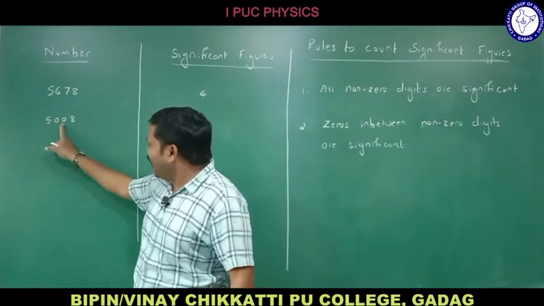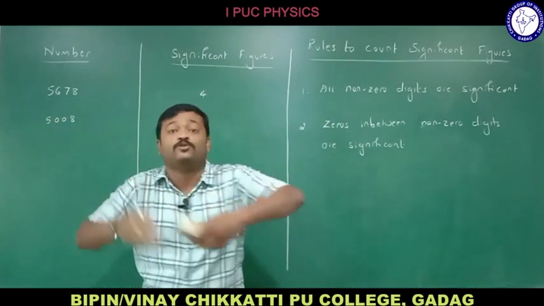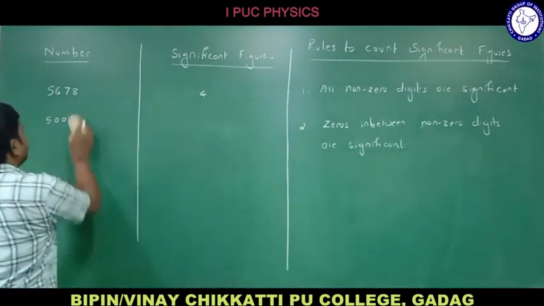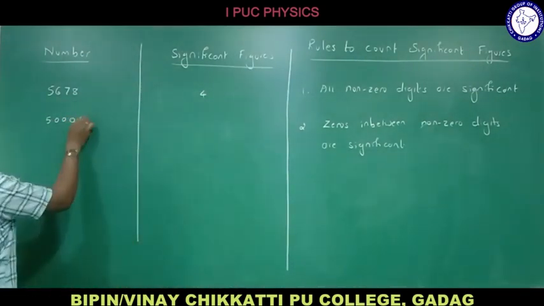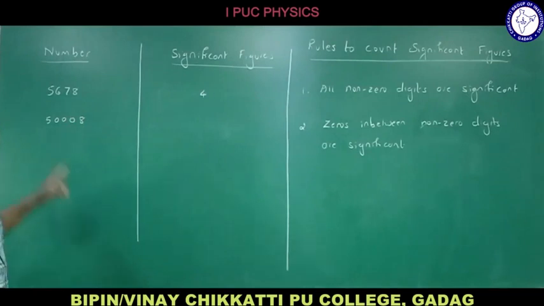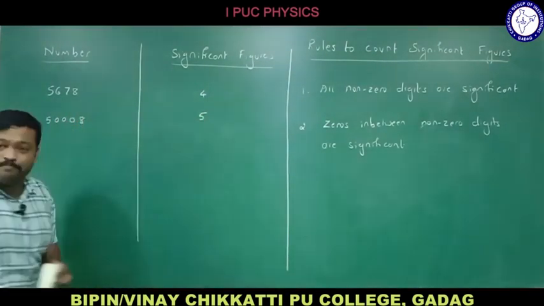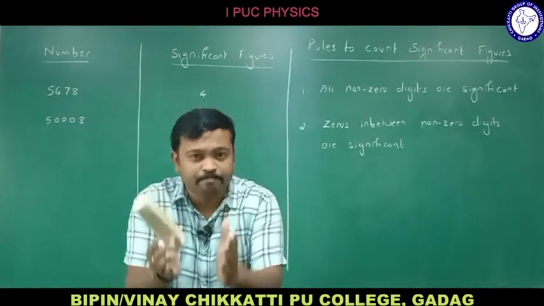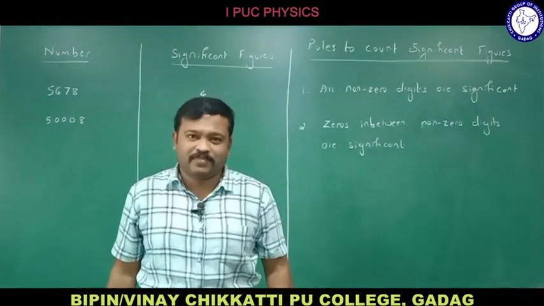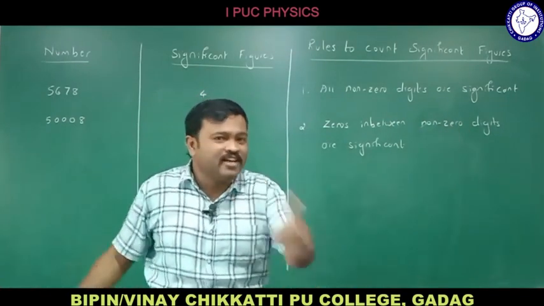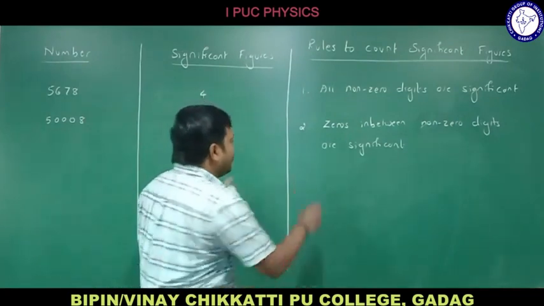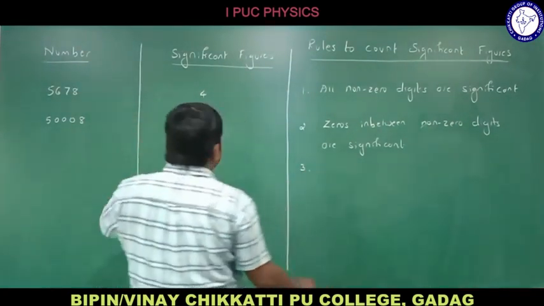If zeros are in the middle, then they also become significant. So how many significant figures are there? Let me take an example with 3 zeros and 8 like this. How many significant figures are there? 1, 2, 3, 4, 5. So there are 5, because zeros become significant if they are in between two non-zero digits. Do remember this.